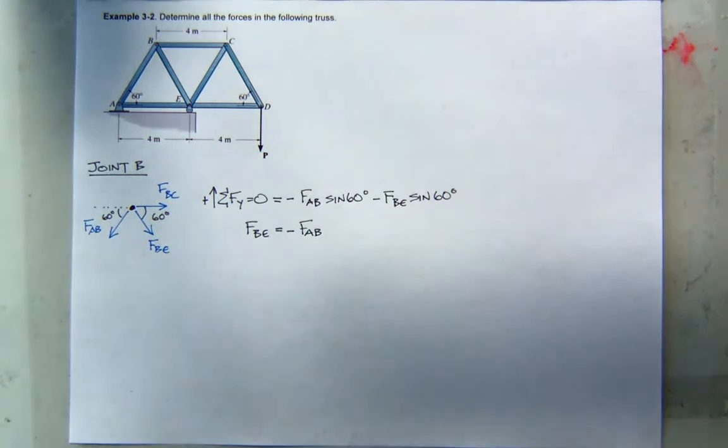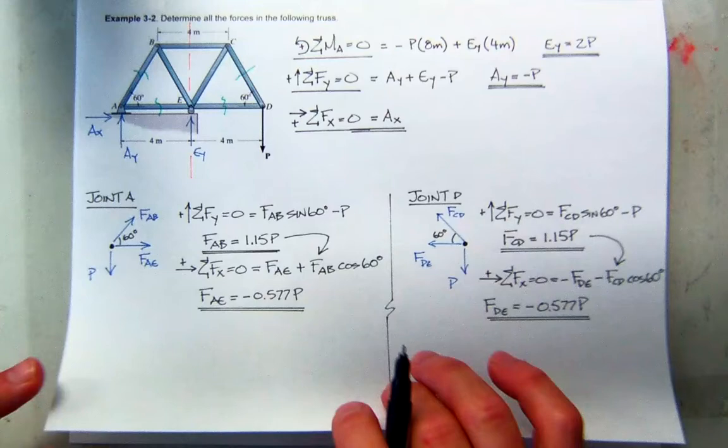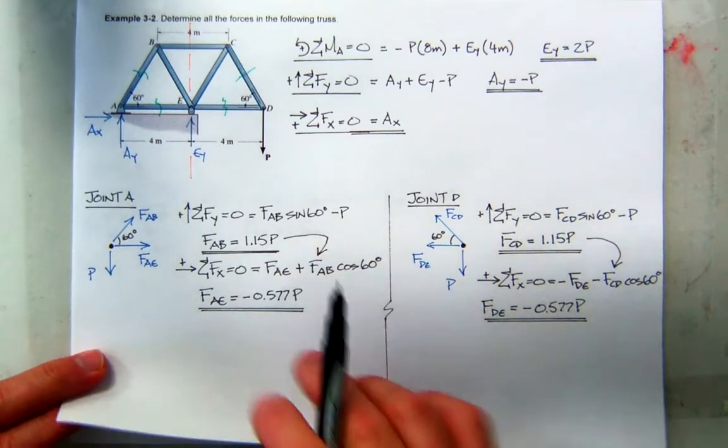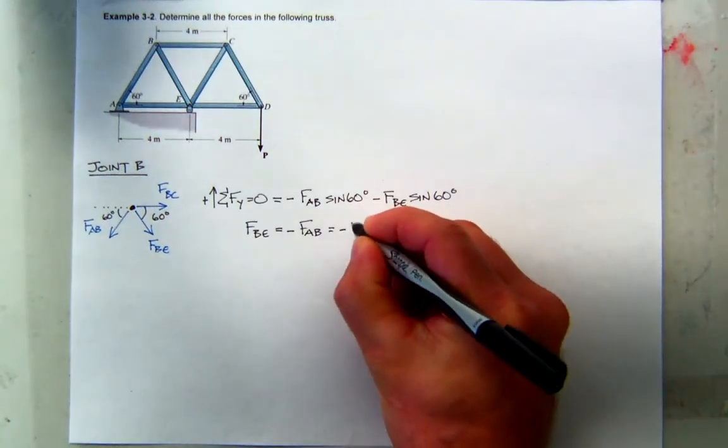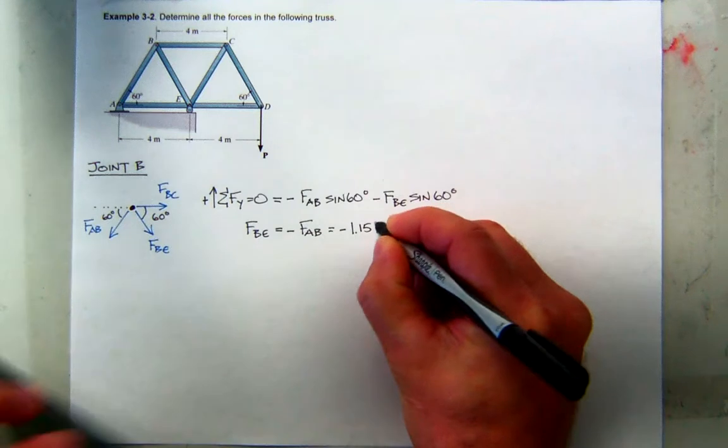Right? And what is FAB? 1.15P. Yeah, I'll flip it back over. We found FAB, 1.15P. And it's positive, so this will be negative 1.15P.